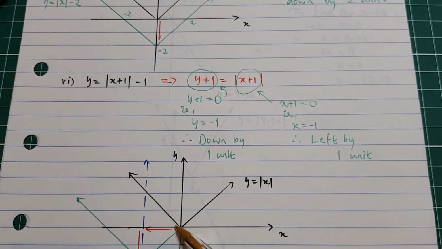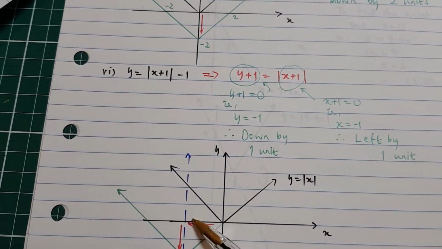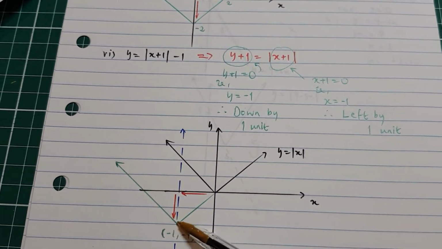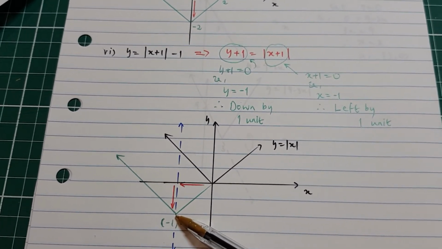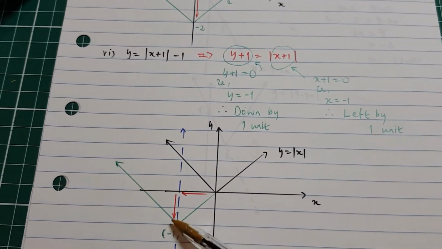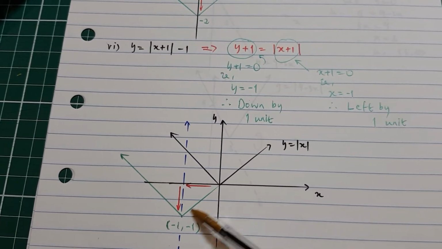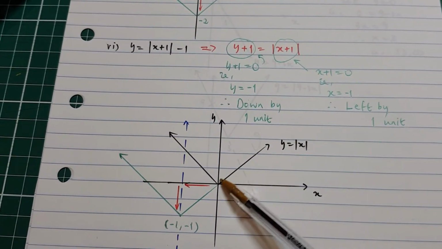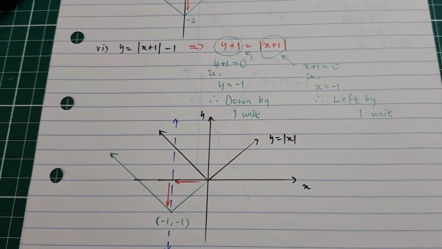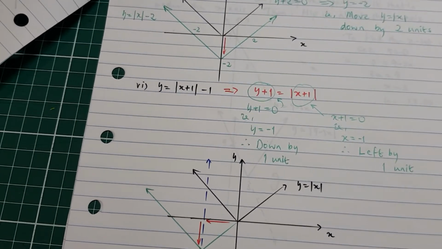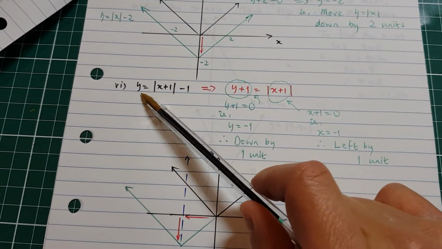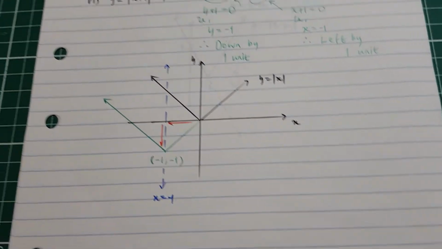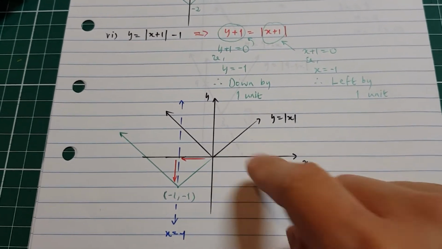So draw the original y equals absolute x. So left 1 unit and down 1 unit. Then you get this. So the new vertex is going to be -1, -1, and that's that one. And notice this light ray here is exactly the same as this part of the light ray, because they still maintain the 45 degree angle. Whether it's this or that, the gradient is still 1. So that's why it's exactly the same line.